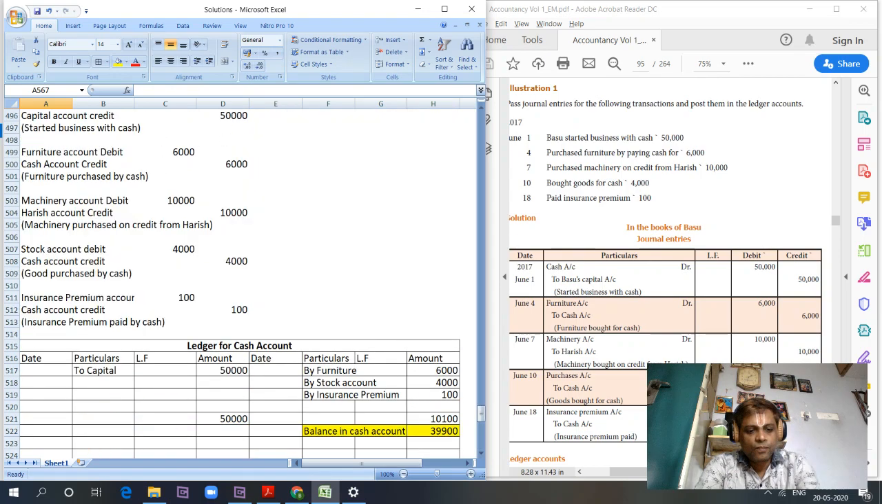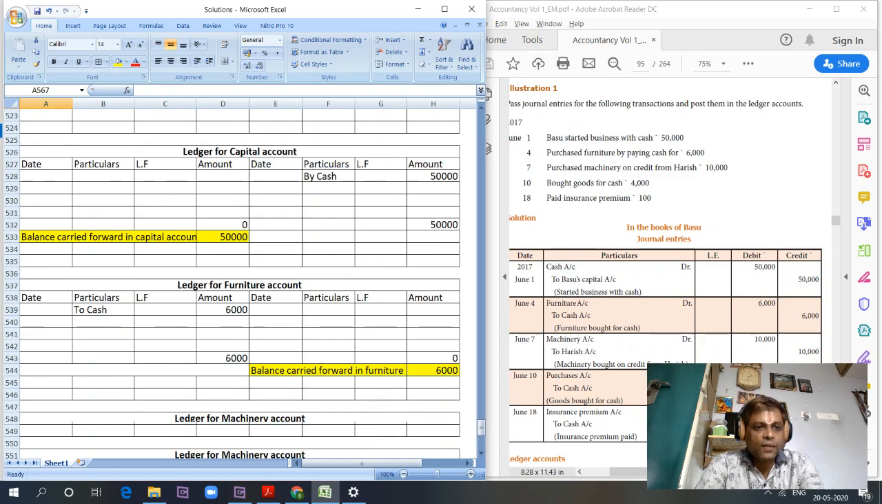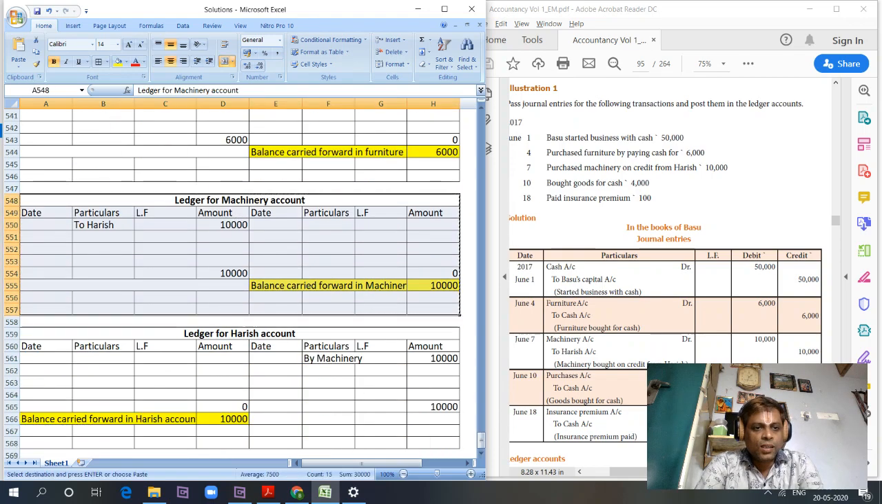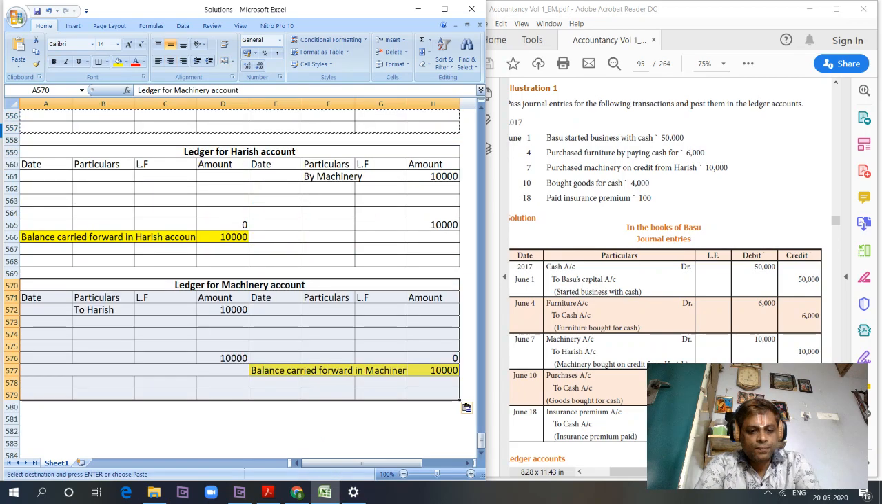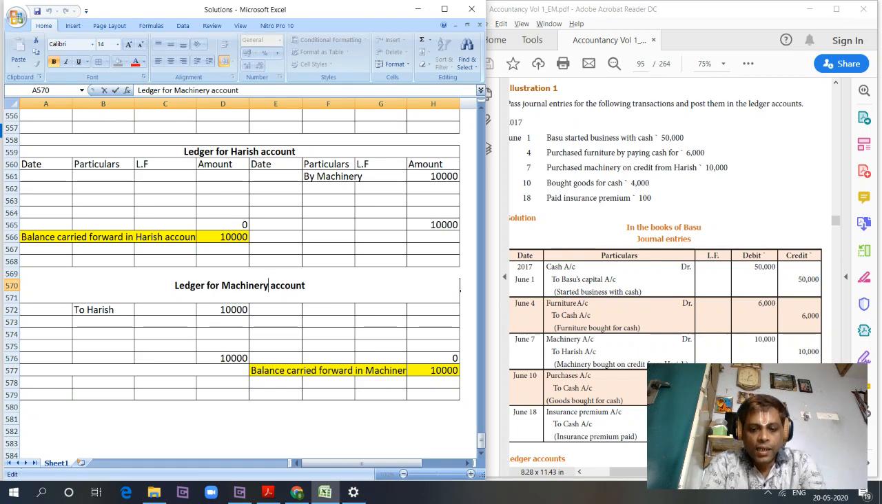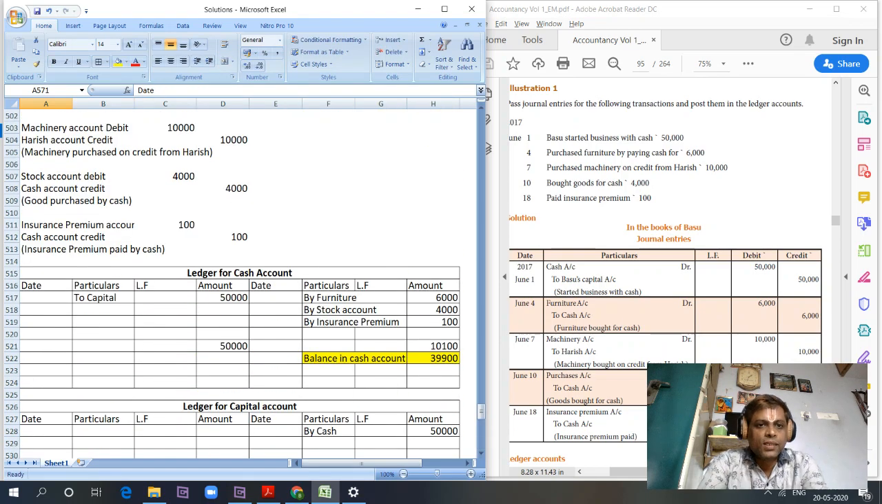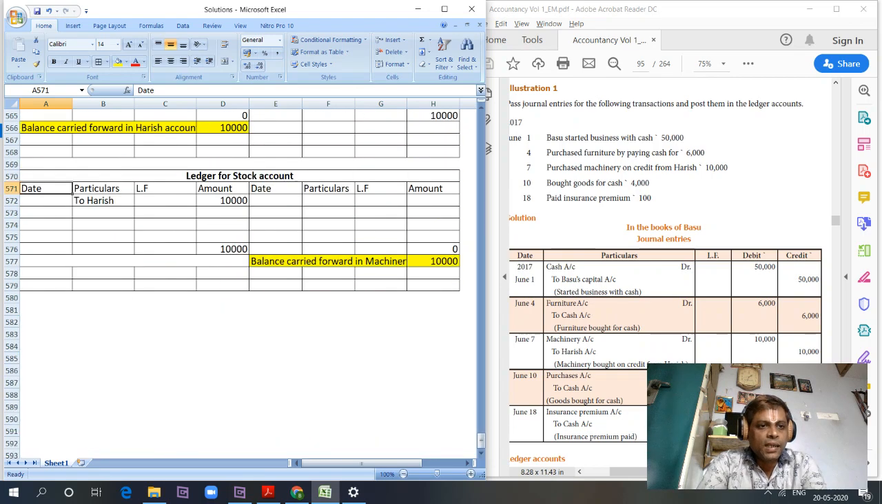What is the next account that we have? Harish is complete. We have the next account called stock account. Let's put a ledger for stock account. Hope students are able to follow this. What is the total value of purchases of stock by paying cash? 4,000 rupees. So in stock account, to cash 4,000 rupees.